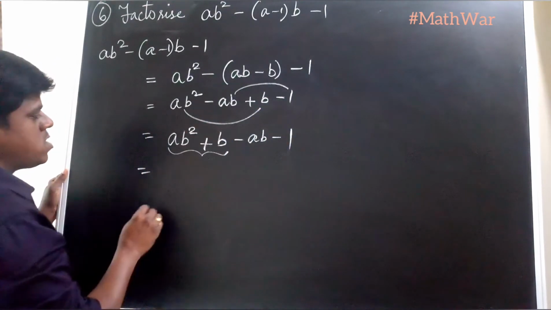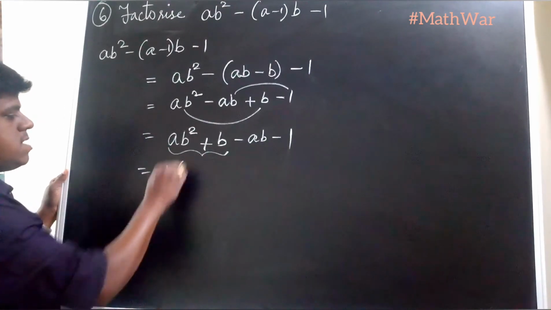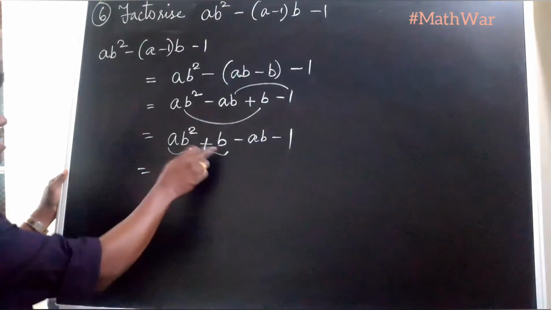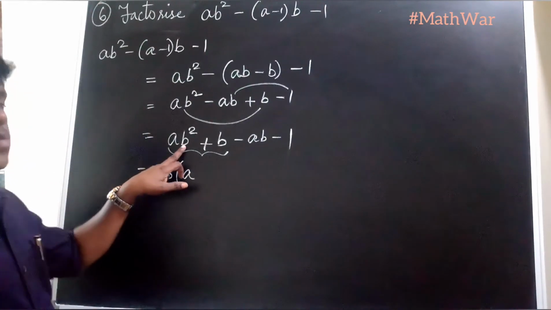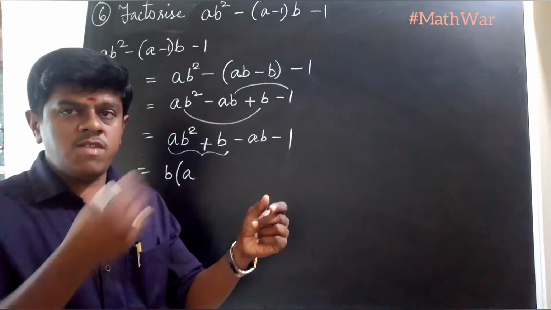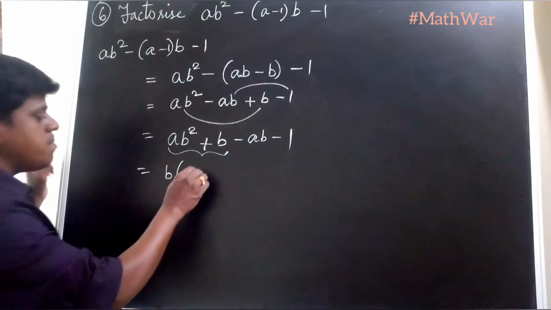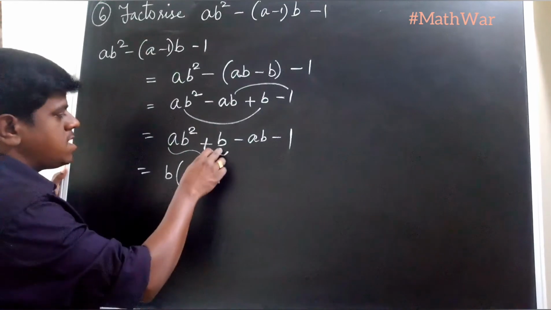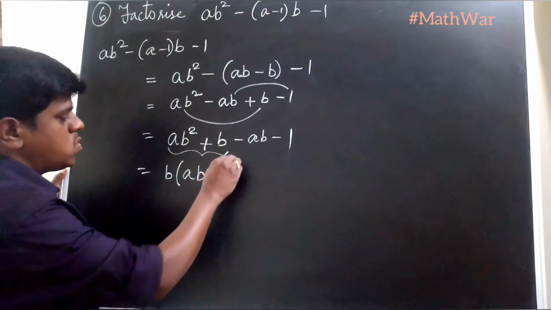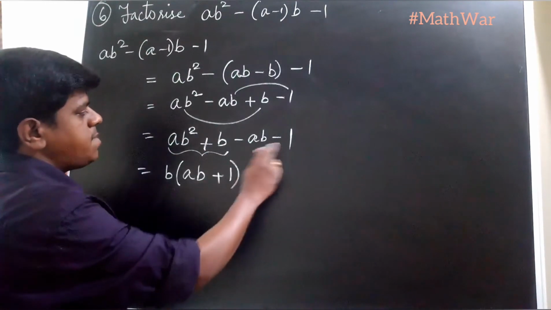In the first 2 terms, what is common? We can see here b is common. So here a into b square means a into b into b. That 1 b we took outside, so only b will be there, that b power 1 will be there. Plus here this b we already took outside, so 1 will be there. And here ab minus 1.